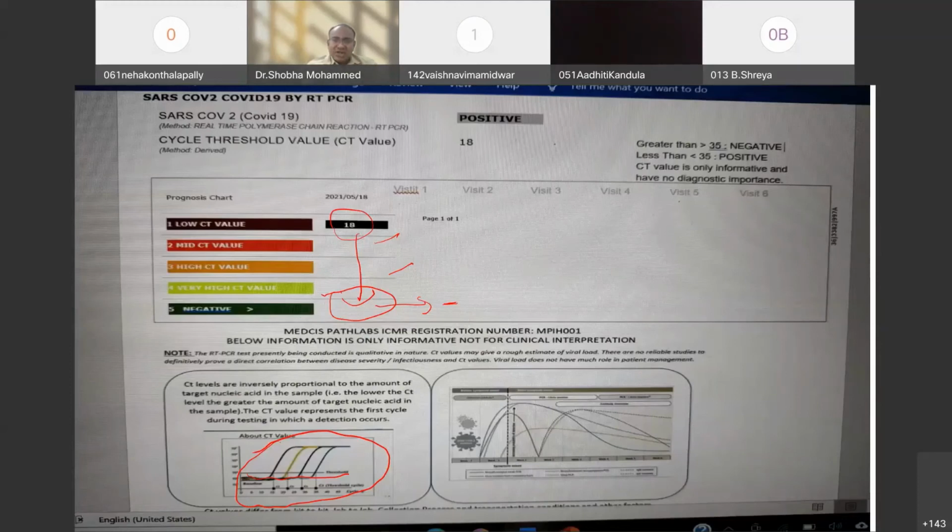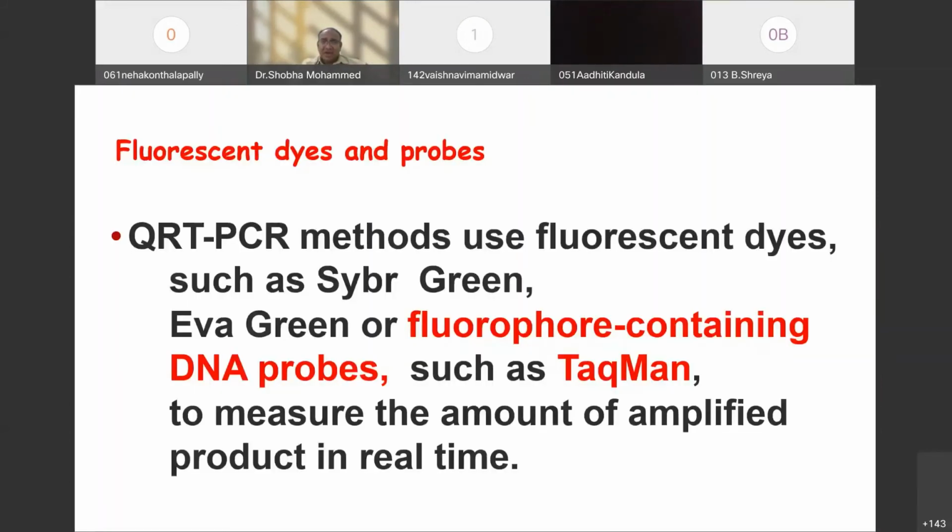And then I told you that visit 1, visit 2, visit 3 will help me understand the prognosis of that particular patient and the load of that particular antigen or DNA in our body. Since it is a COVID report we have given, but for new protein formation that I am looking for, we are not going to give this type of report. Remember. Okay, which type of fluorescent dyes am I going to use?